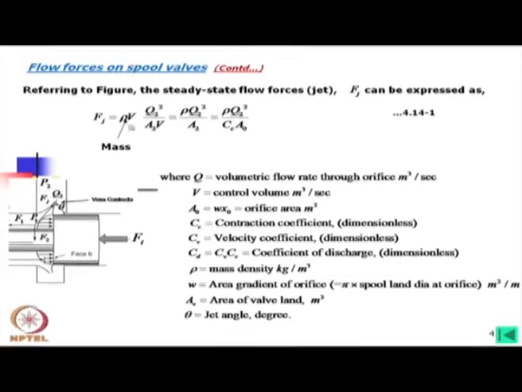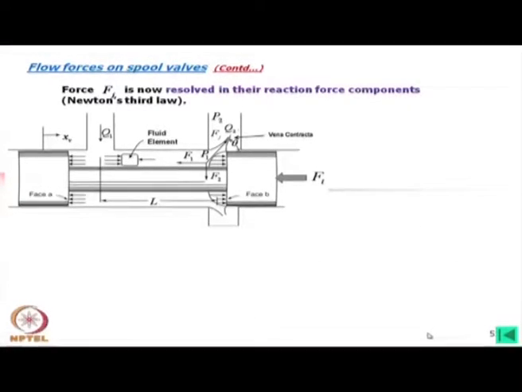Now, if we closely observe this, definitely this is the mass rate, volume into the mass density. So this will be the mass of the fluid flowing, and if I look into the acceleration part, mass into acceleration gives us the jet force. Now, force F j we will resolve into two components: one in the direction of the axis, F 1, and another, F 2.